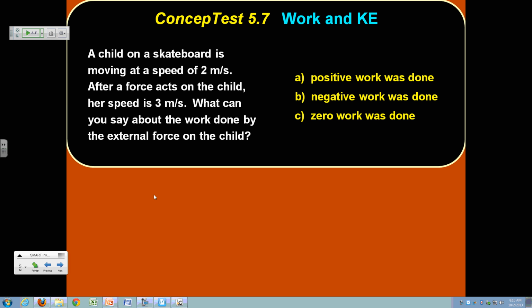Okay, just a couple more. A child on a skateboard is moving at a speed of 2 meters per second. A force acts on the child. Their speed is now 3 meters per second. What can you say about the work done by the external force on the child? Positive, negative, or zero work?